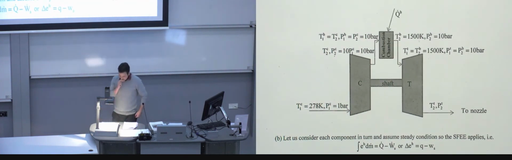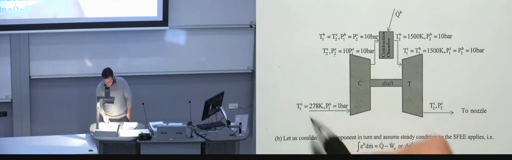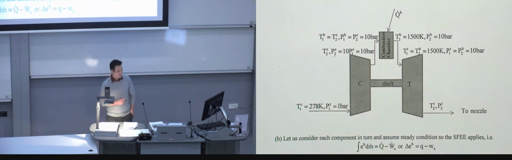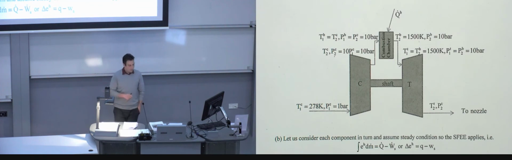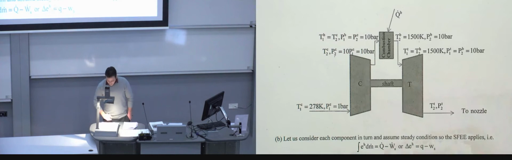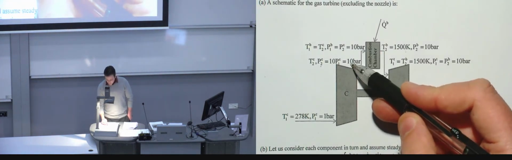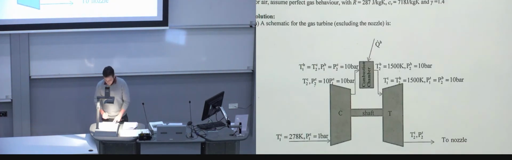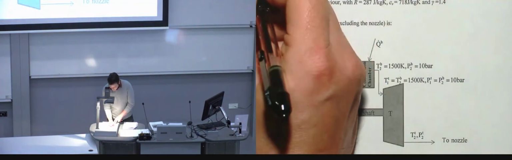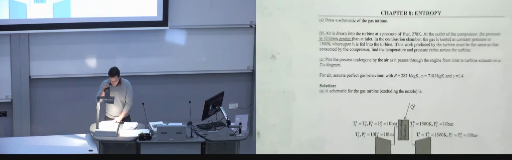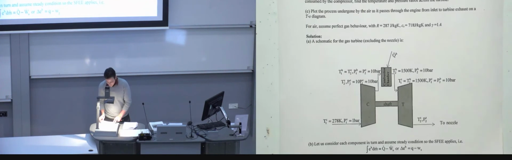What we know is the temperature at the entrance of the compressor, 1 bar and 278 Kelvin, which is a typical type of condition at sea level, if you like. And then, after the compressor, the pressure is 10 times more, as the question mentions here. So it's 10 times greater, as you can see here, the pressure at the outlet of the compressor.